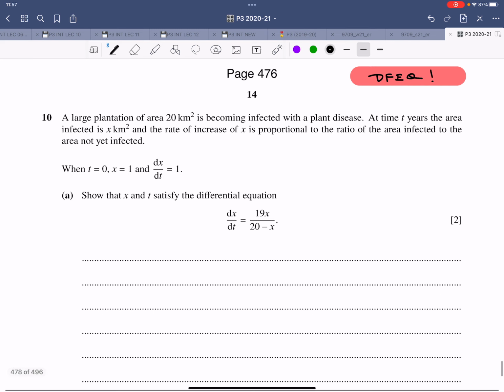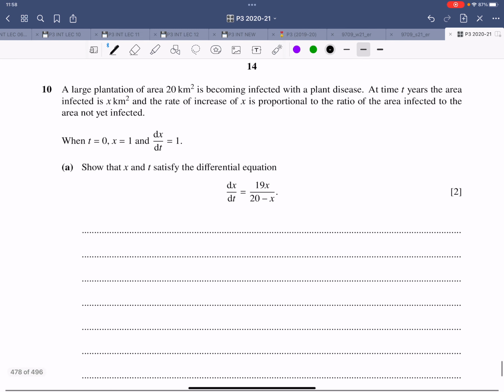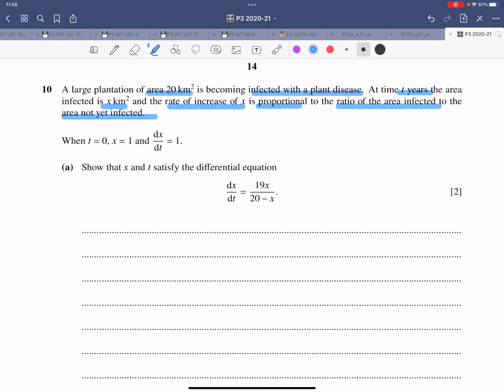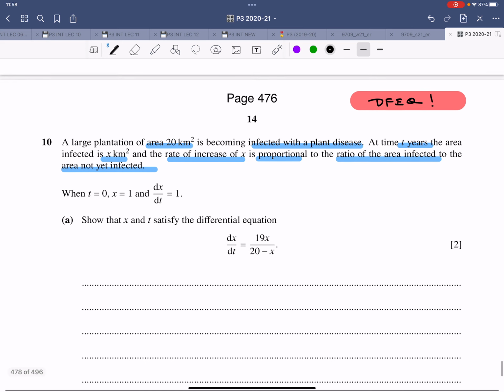A large plantation of area 20 kilometers squared is becoming infected. Area is this much. Infected with a plant disease. At time t years, the area infected is x, and the rate of increase of x is proportional to the ratio of the area infected to the area not yet infected. Okay, now let me first start thinking along this line.